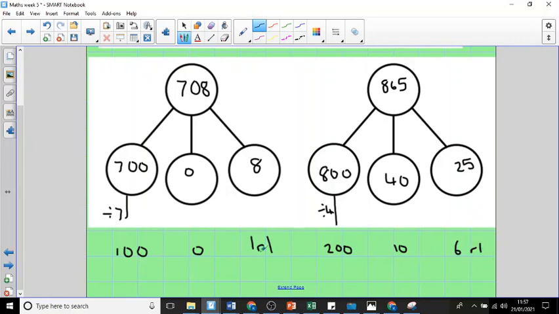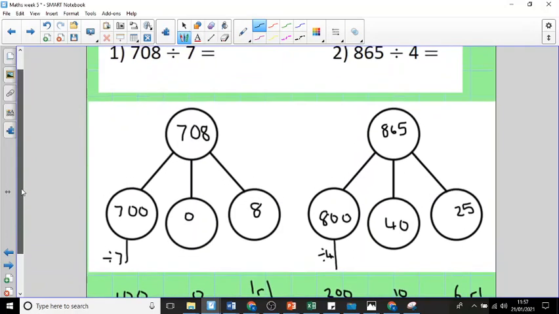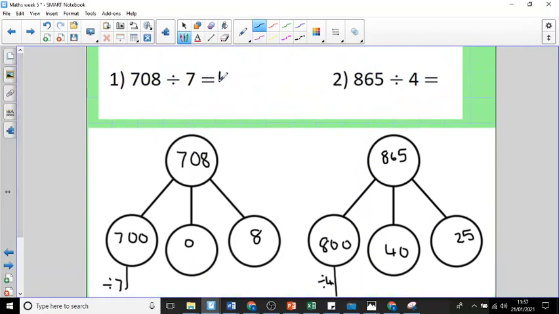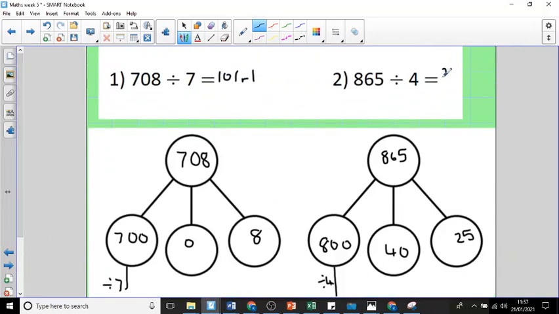And then all we have to do is add these things up and share the remainder. So I've got 101 remainder 1. And then for 865 divided by 4, I've got 200, 10, 6, so 216 remainder 1. So we can put in 216 and then that R1, remainder 1.